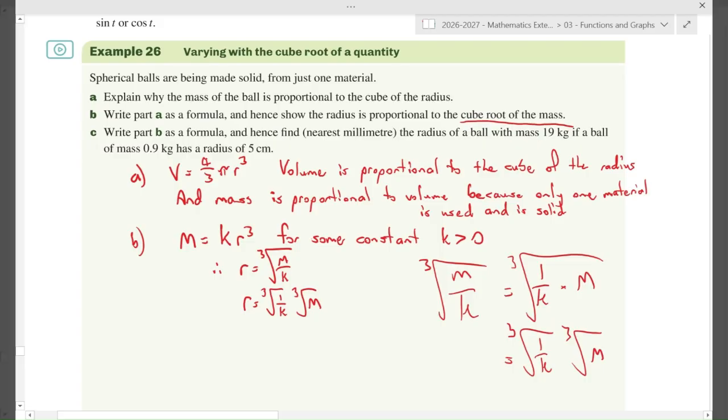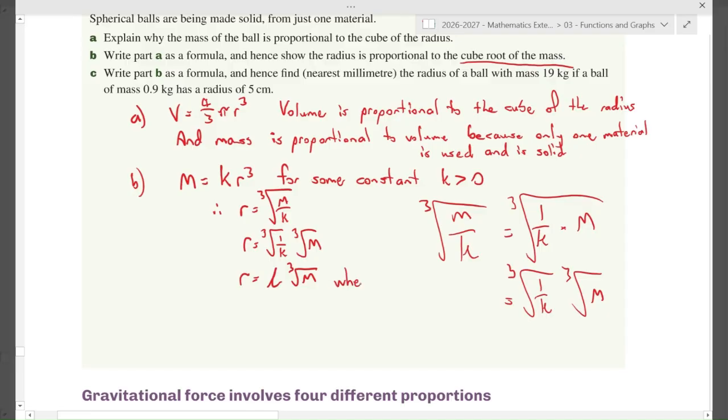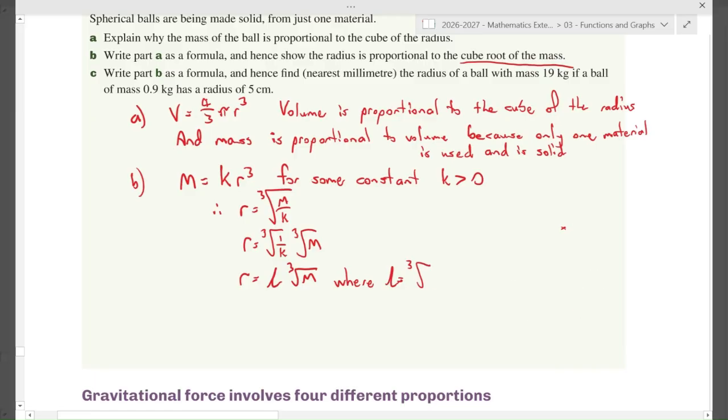All right, and I can go r equals, let's call it L times the cube root of m, where L equals the cube root of 1 over k. So what I've done is I've just defined a new variable called L. Now L is just a number, and that number happens to be equal to the cube root of 1 over k. Everyone cool with that? So I've just defined another variable.